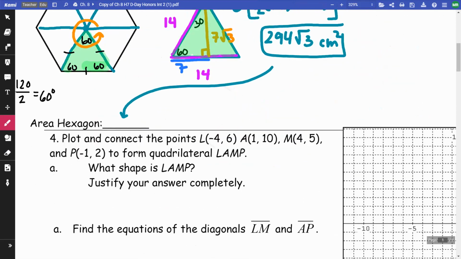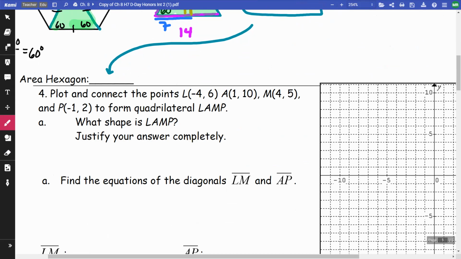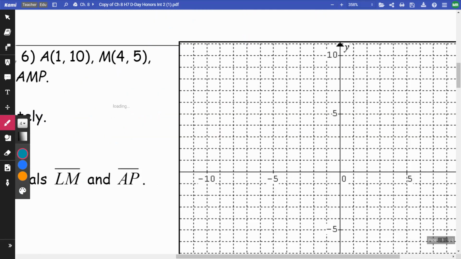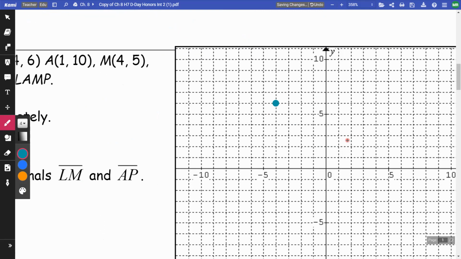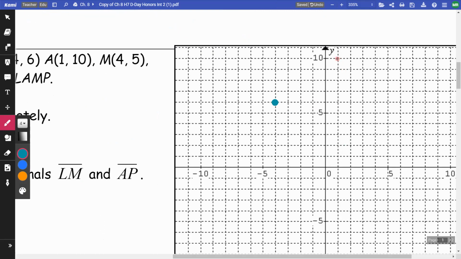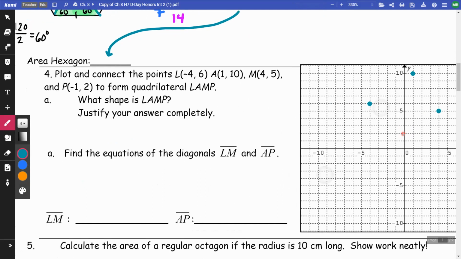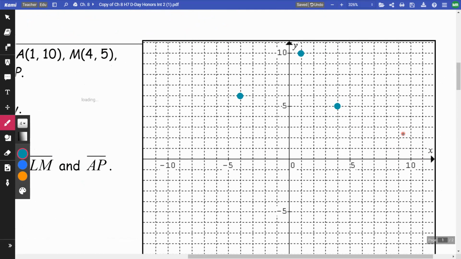So on number 4, they want us to plot these points. So let me plot these points. -4, 6. So -4, 6 is right there. 1, 10. So 1, 10 is right here. 4, 5. So 4, 5. And -1, 2. So -1, 2.